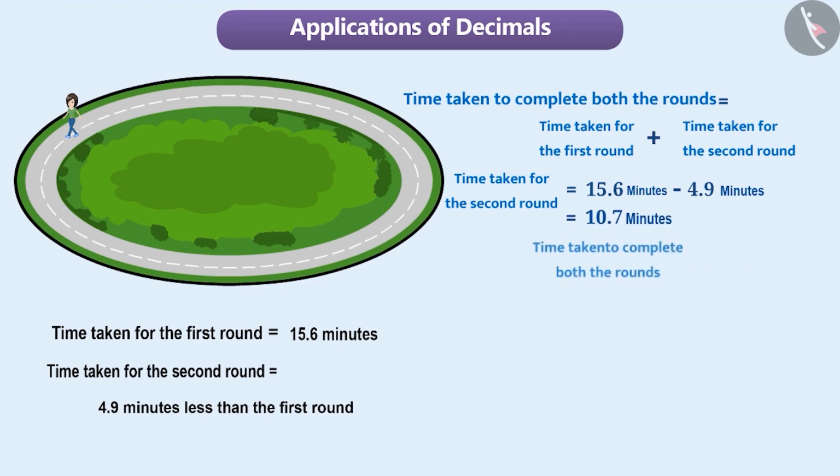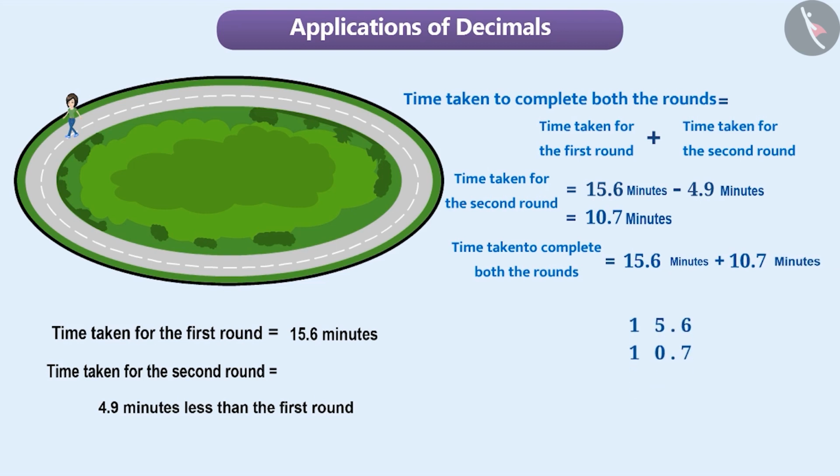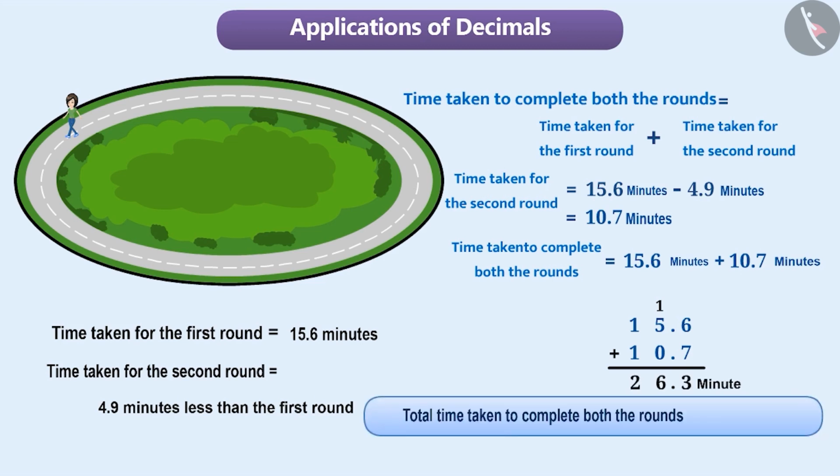Now, we will find out the total time taken by Manju to complete both rounds by adding these two times. To do so, we again write both the decimal numbers one below the other so that the digits at the similar places fall in the same column. Then, we add them from the right side in the same way as we add whole numbers. And in the result, we place the decimal point in the decimal column. Thus, the answer we get will be 26.3 minutes. That means Manju took 26.3 minutes for completing 2 rounds.